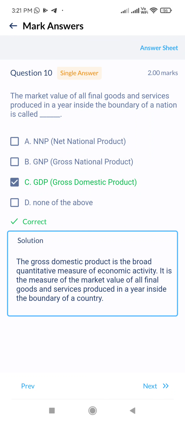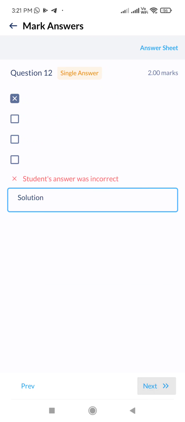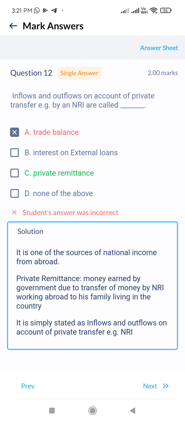Next question. This is correct, so I am skipping it. This is also correct. This is wrong. Inflows and outflows on account of private transfers, as for example by an NRI, non-resident Indian, are called, क्या कहा जाता है उसको? Inflows and outflows on account of private transfers, as for example by an NRI, are called what?